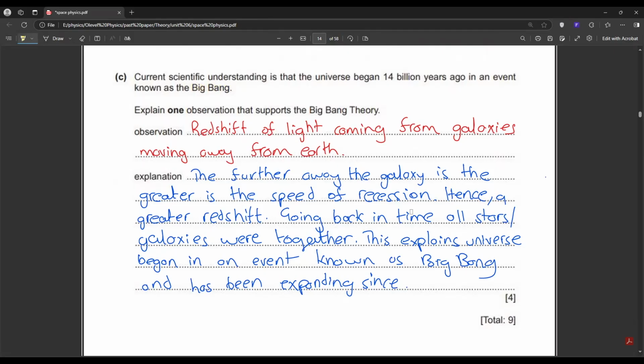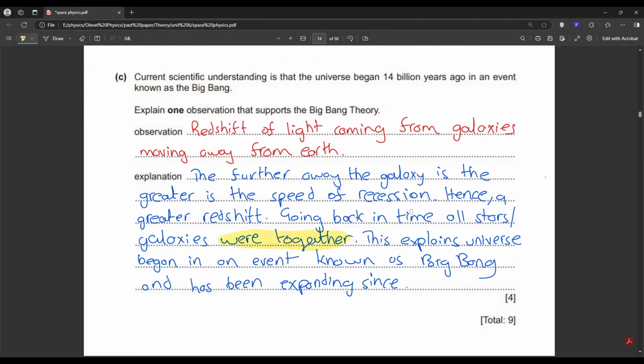A redshift of light coming from galaxies moving away from Earth supports the Big Bang theory. The further away the galaxy is, the greater is the speed of recession. Hence a greater redshift. And if you have a greater redshift, going back in time, all stars and galaxies would have been close together.